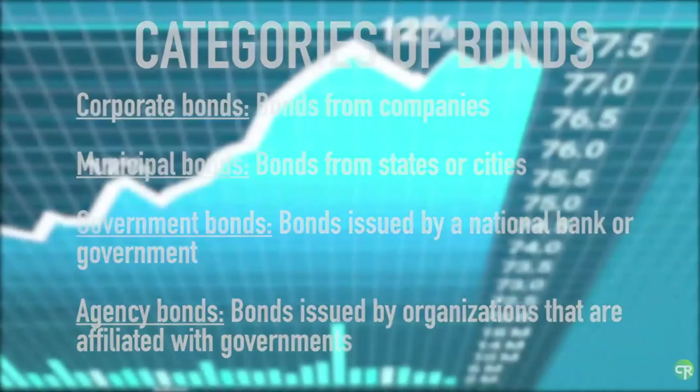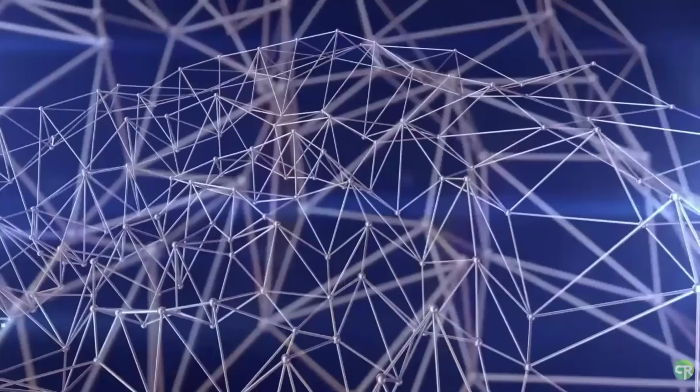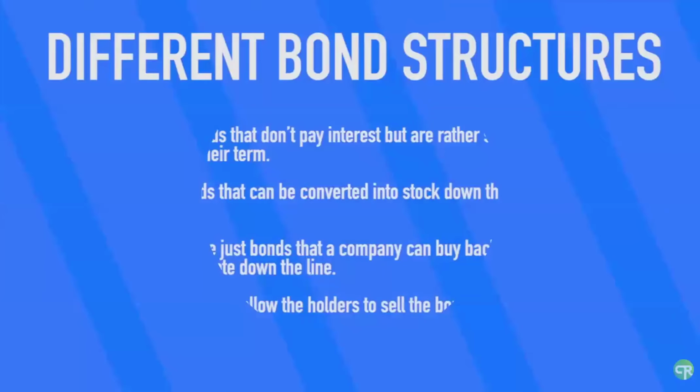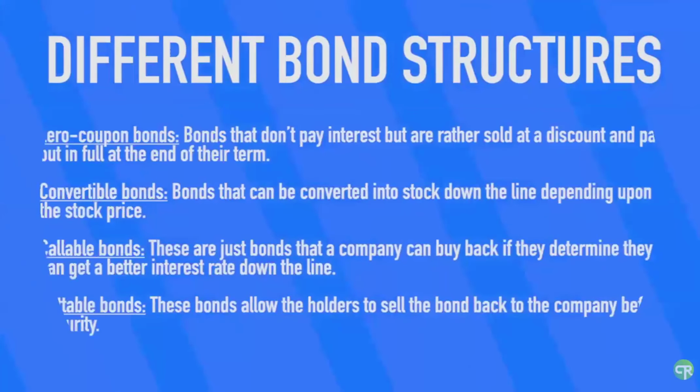There are also unique bond structures different from what we initially talked about. Those are zero coupon bonds, which are bonds that don't pay interest but are rather sold at a discount and paid out in full at the end of the term. For example, you could buy a $1,000 face value bond for $900 and in 5 years get back the full $1,000. Convertible bonds are another type, which can be converted into stock down the line depending upon the stock price.